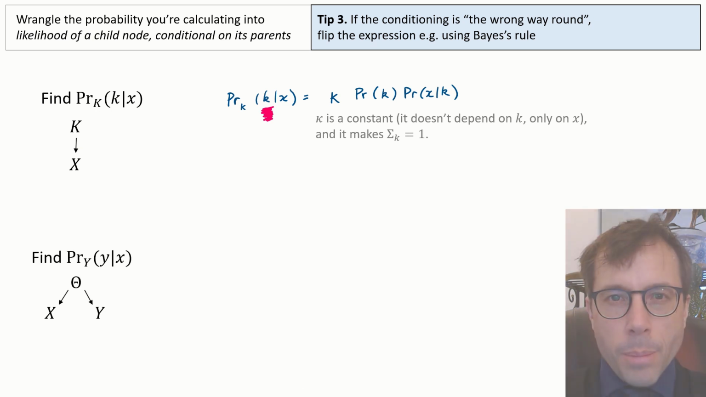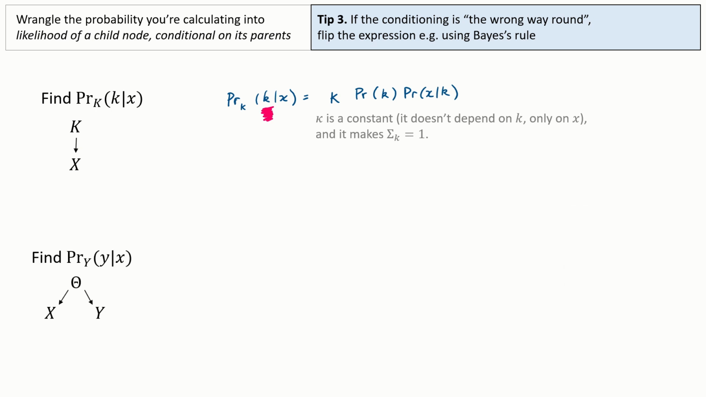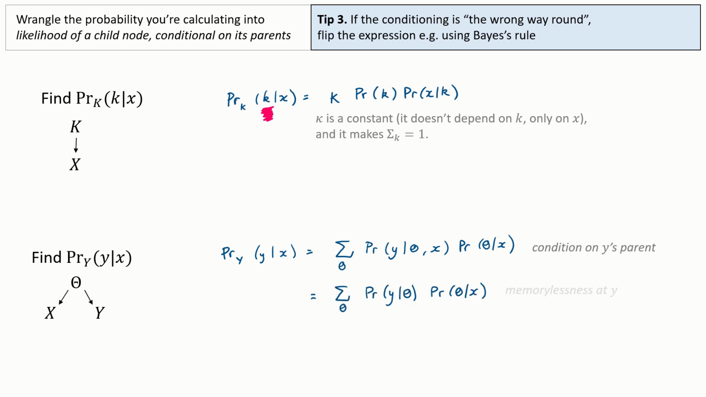Okay, here's another example. Find the likelihood of y conditional on x. First rule, condition on parents. Here I want to know about y, so I had better include its parent, theta. Next, memorylessness. Once I know theta, that's all that's relevant when it comes to y.